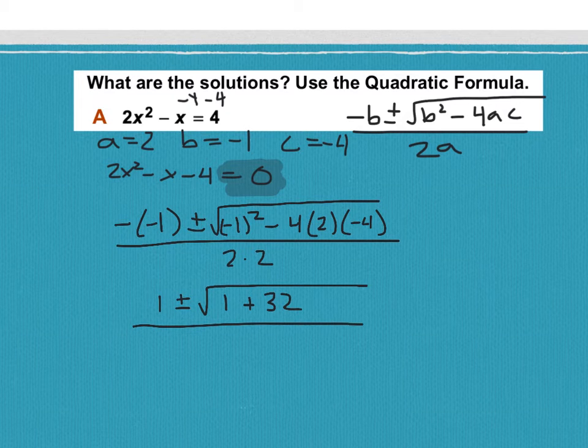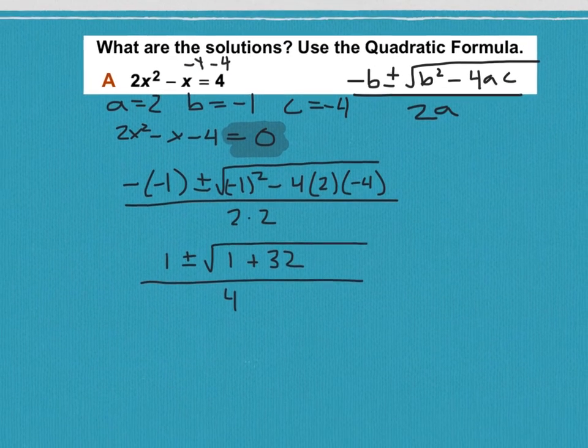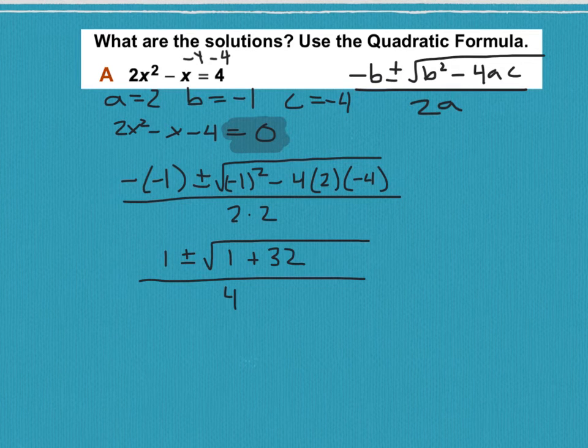And what's on the bottom? 4. Okay, so how do we simplify this? 1 plus or minus square root 33 over 4. Perfect. And that's the answer. We added 1 plus 32, and we can't simplify the square root of 33, and we can't simplify the 4.